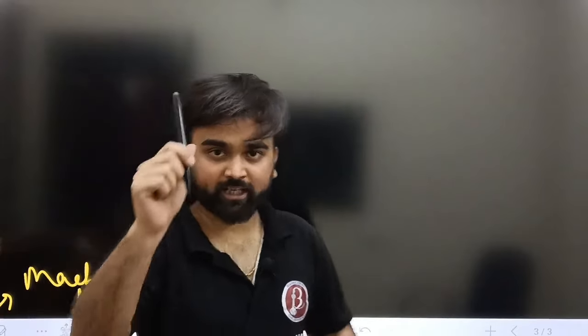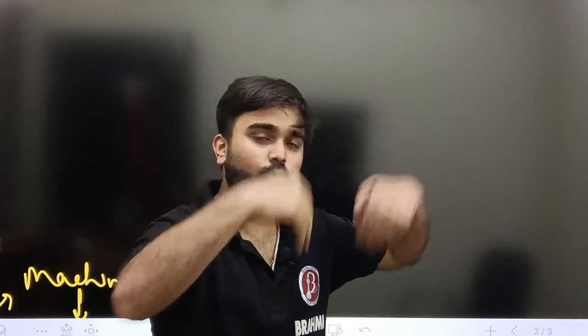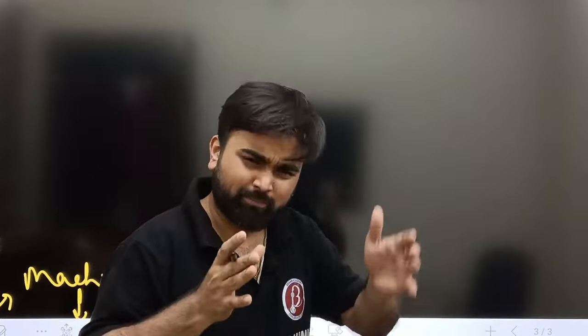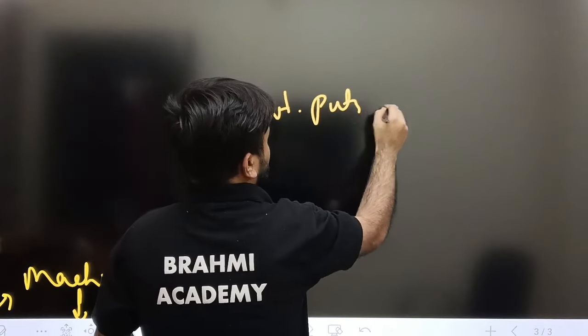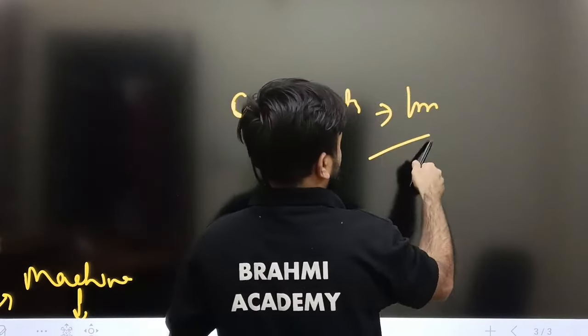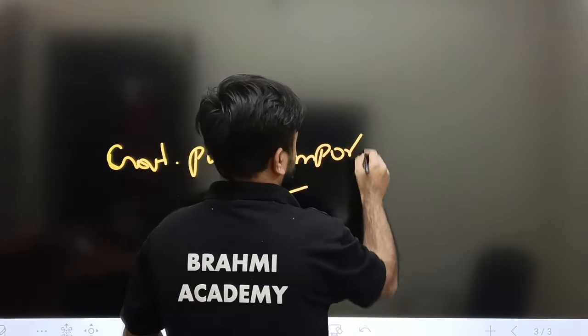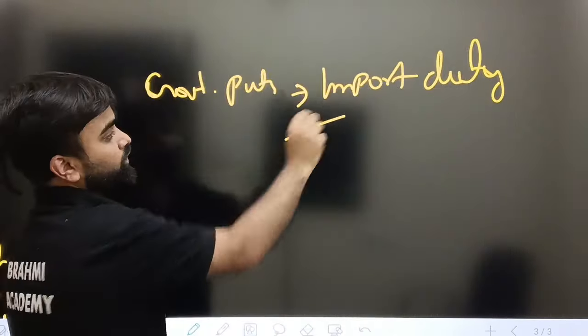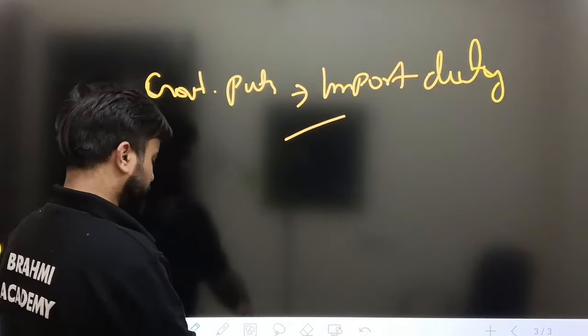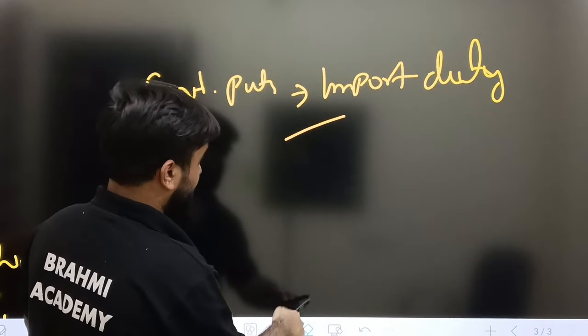Now please understand this. For making this marker, I need a machine. That machine is to be imported from foreign countries. It might be a part, or a complete machine could be imported. If I import this, the government puts in import duty. Okay, there is import duty by the government. What is this import duty? A sort of tax, nothing else, correct?